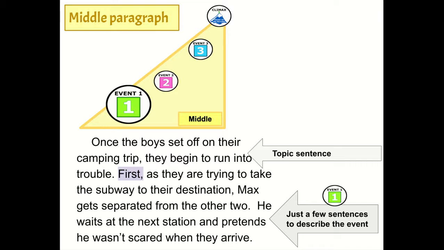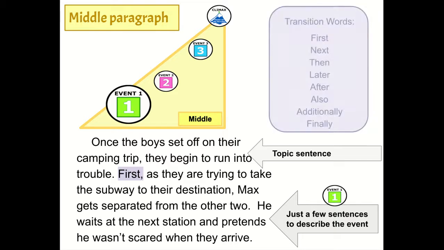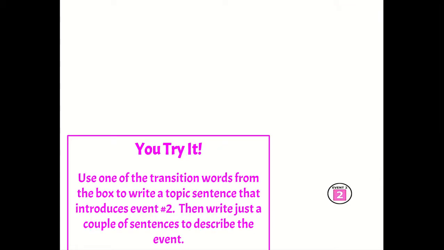Now, when we move on to the other events in the story, we're going to have to transition. We're going to have to help our reader along the path from one idea to the next. And when we're talking about summarizing a story in chronological order, we can use time transition words such as first, next, then, later, after, also, additionally, and finally. Notice that the transition word first is already used in this paragraph. Let's see how it would be used to move on within the same paragraph to the second event.